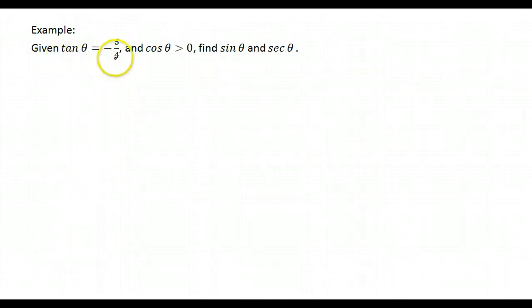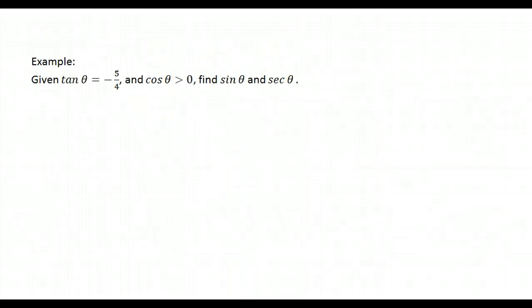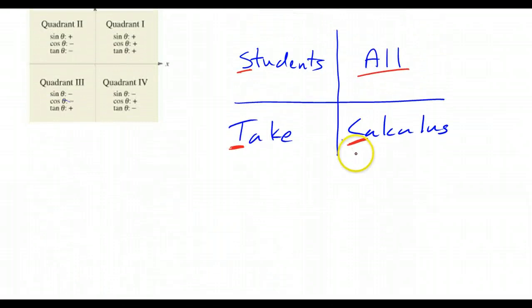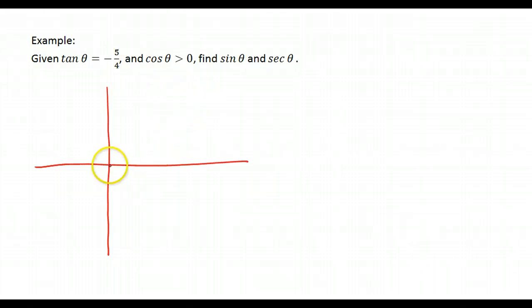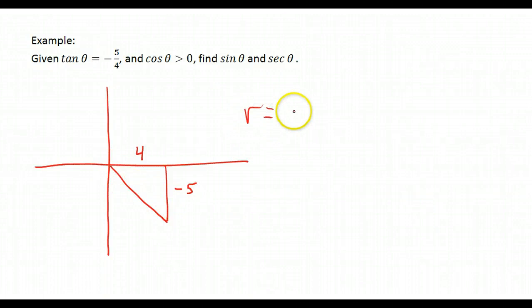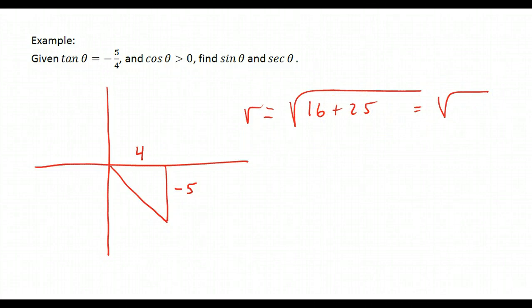Here we're given the tangent of an angle. We're told that it's negative 5 over 4, and we're also told that cosine is positive. So which quadrant would have a positive cosine and a negative tangent? That would have to be the fourth quadrant, where cosine's positive and everything else is negative. So that means since tangent is y over x, I've got negative 5, positive 4 right there, and now I can use that to find r. r is going to be the square root of 16 plus 25, which is the square root of 41. Okay, so now I have everything I need to find sine and secant.